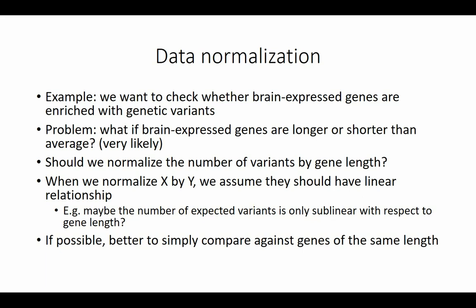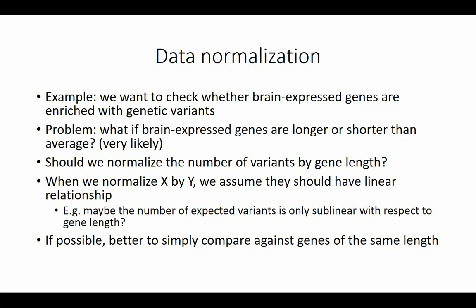And then we would have this confounding, and we wouldn't know whether brain-expressed genes tend to have more variants because of some important biological or evolutionary reasons, or just as a side effect of this observation. So there are many ways to try to overcome that. One simple way is to do what is called a normalization and normalize the number of variants by the gene length. So instead of looking at the number of variants, we would look at the frequency of variants per nucleotide, say.